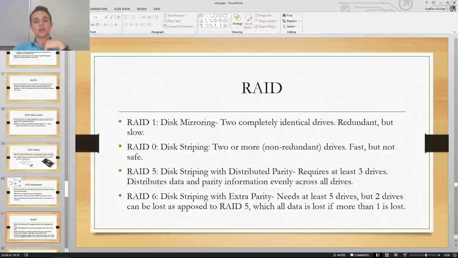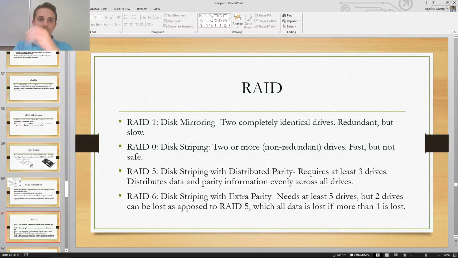and you can lose 1 drive, but if you lose 2 drives, then you lose your data. So if you lose 1 drive, then you're in a critical state, and you need to replace that as soon as you can. Once you replace it, it does what's known as resilvering, and basically what it's doing is taking the data from the other drives, copying it back over, and once that's fully copied, then you're back in a good state. RAID 6 is the same thing as RAID 5, but it requires at least 5 drives, and 2 drives can be lost before everything is lost.